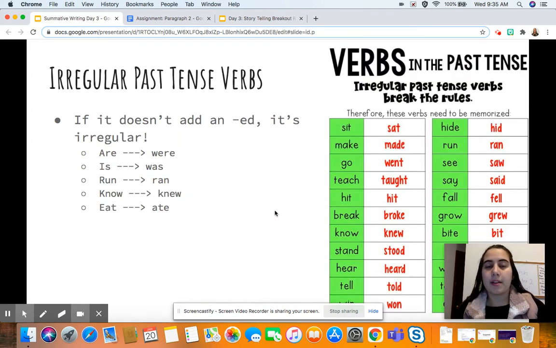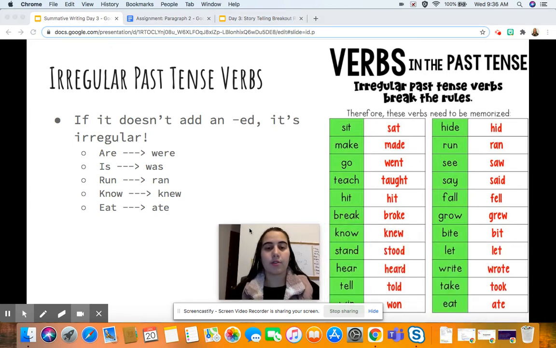But as we know, many of the verbs don't follow the rules, unfortunately. So these are irregular. So if you're going to use any of these irregular verbs in your story, you got to make sure you spell them right, or else it's not really the right word you're trying to say. So hopefully you have a screenshot of this in your iPad. If you don't, take one now.